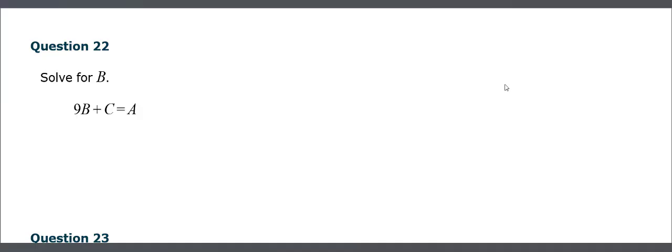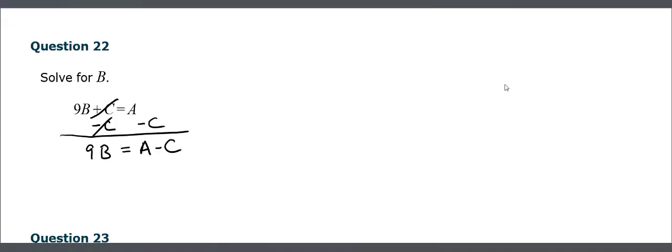So C is connected to it by addition, so to get rid of the C, we subtract C from both sides. So on the left hand side, C minus C is 0, just leaving us with 9B. And on the right hand side, these are not like terms, so it's A minus C.